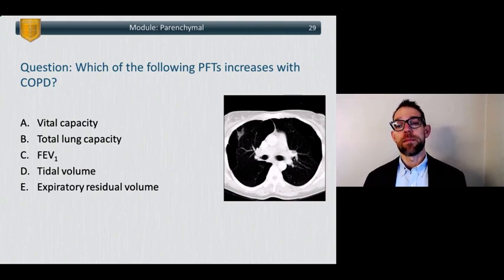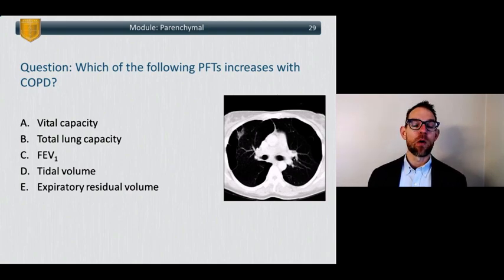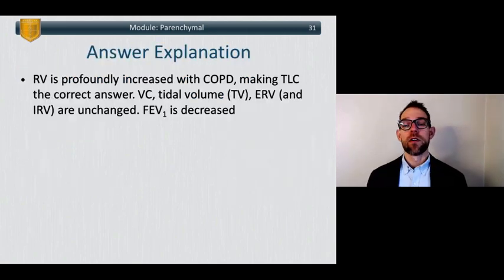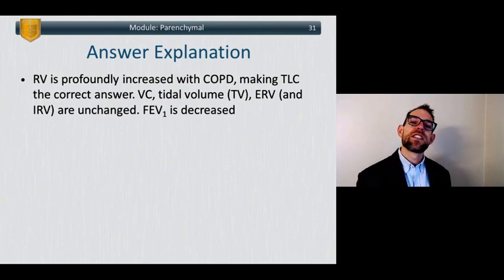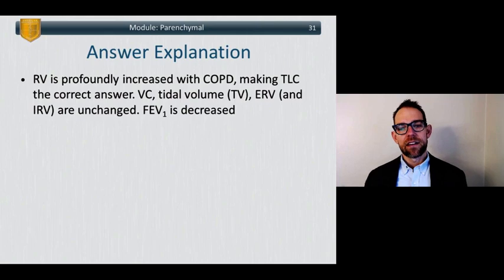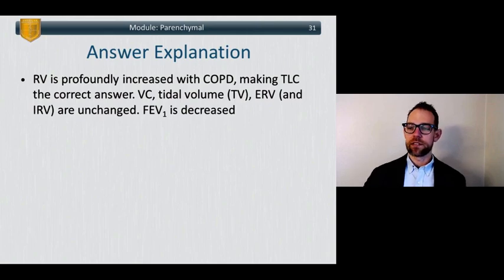Question, which of the following PFTs increases with COPD? A, vital capacity, B, total lung capacity, C, FEV1, D, tidal volume, or E, expiratory residual volume? And the answer here is total lung capacity. So remember, it's residual volume that increases dramatically in a patient with COPD. Therefore, their FRC increases as well. But tidal volume, vital capacity, IRV, ERV, those are largely unchanged. Of course, as we recall, they're big fluffy lungs, so FEV1 is decreased.